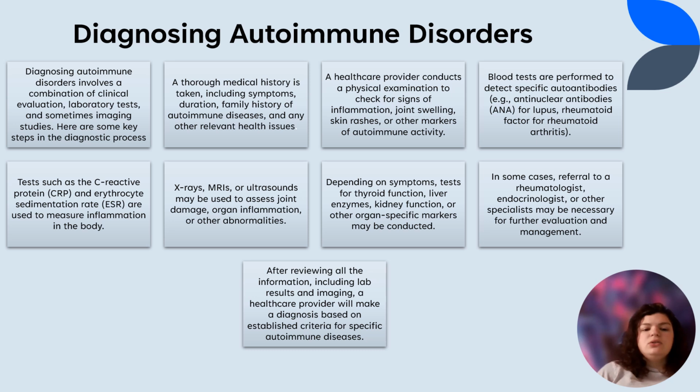X-rays, MRIs, or ultrasounds may be used to assess joint damage, organ inflammation, or other abnormalities. Depending on symptoms, tests for thyroid function, liver enzymes, kidney function, or other organ-specific markers may be conducted. In some cases, referral to rheumatologists, endocrinologists, or other specialists may be necessary for further evaluation and management. After reviewing all the information, including lab results and imaging, a healthcare provider will make a diagnosis based on established criteria for specific autoimmune diseases.